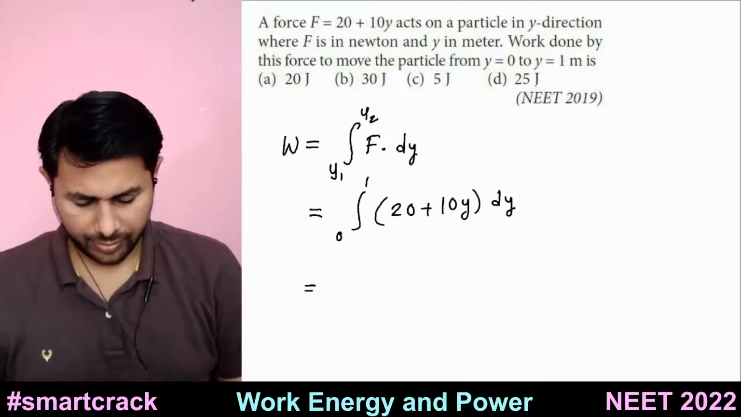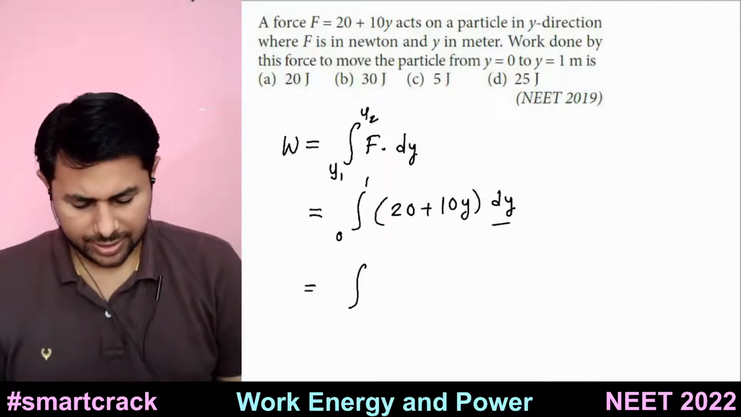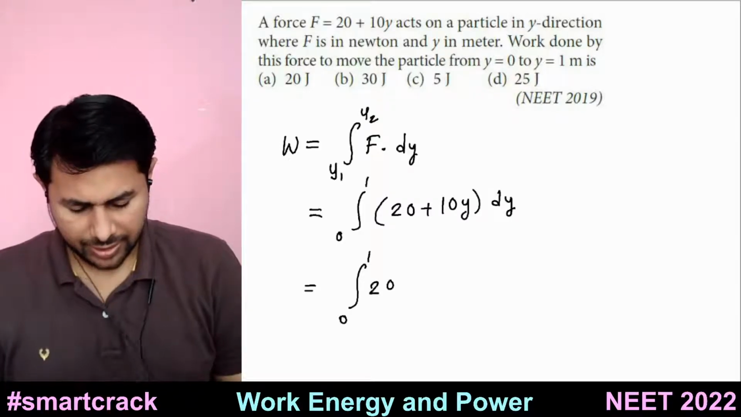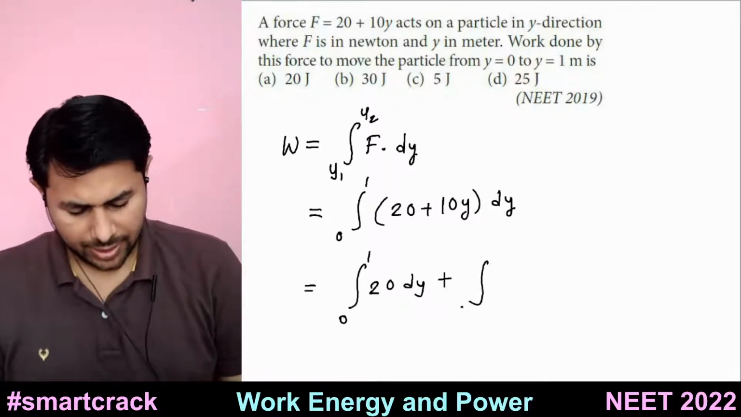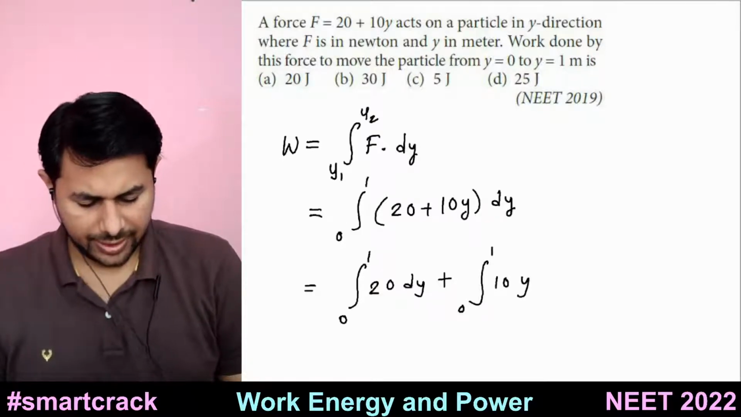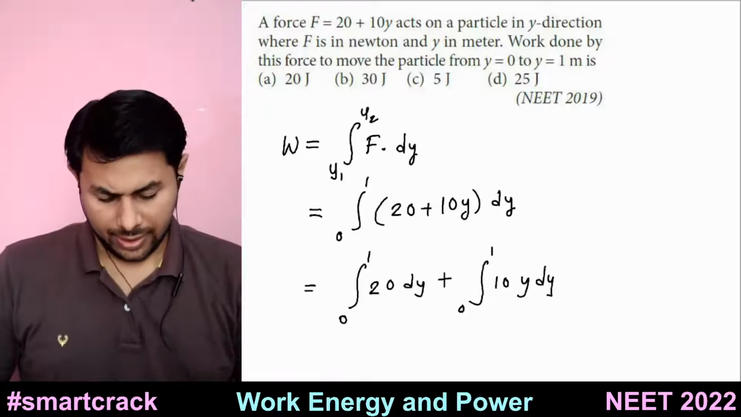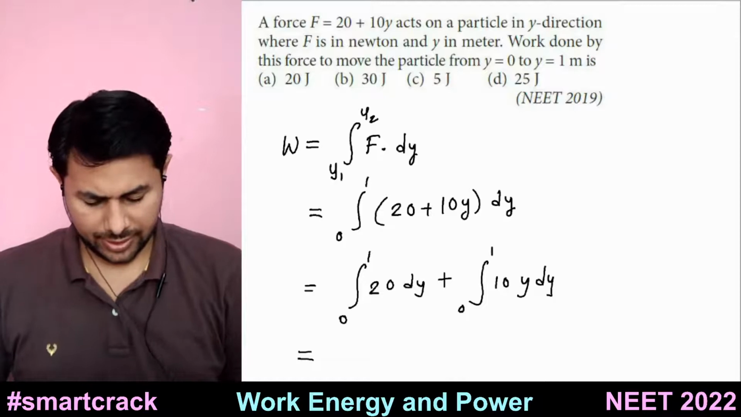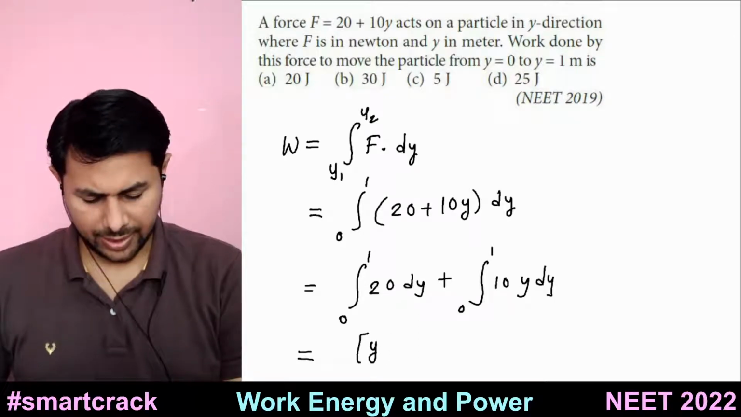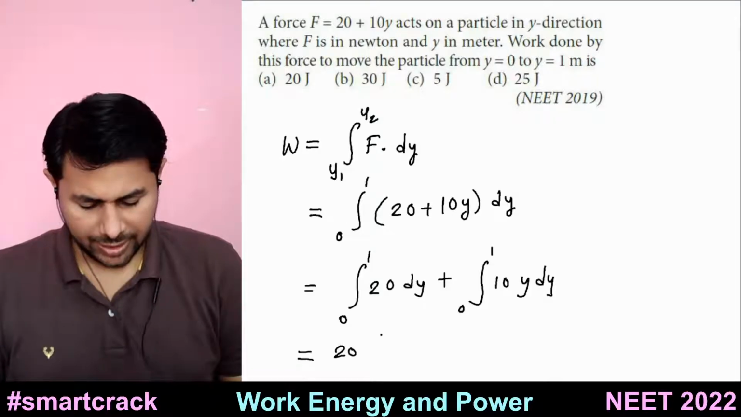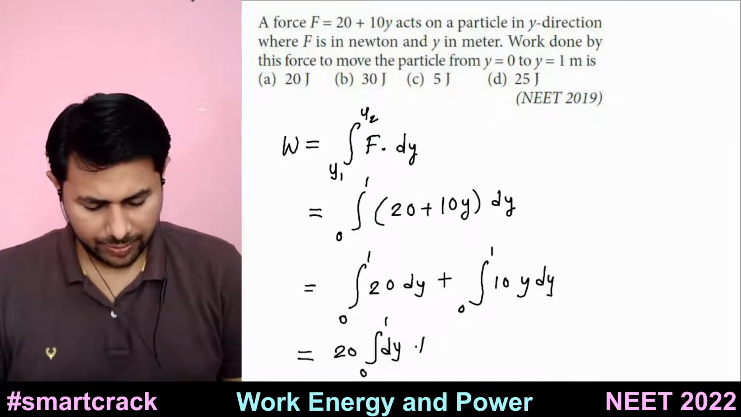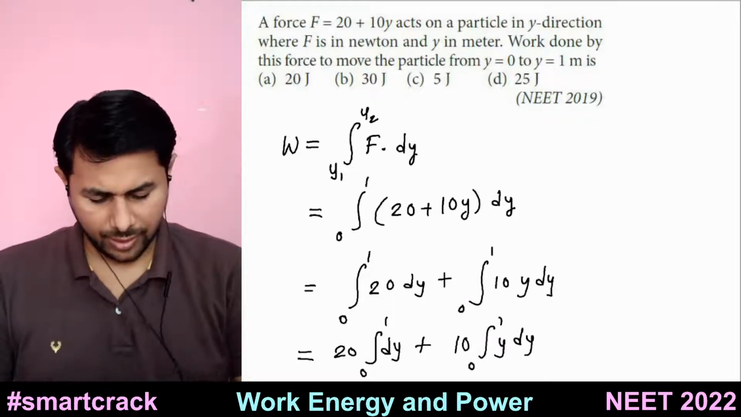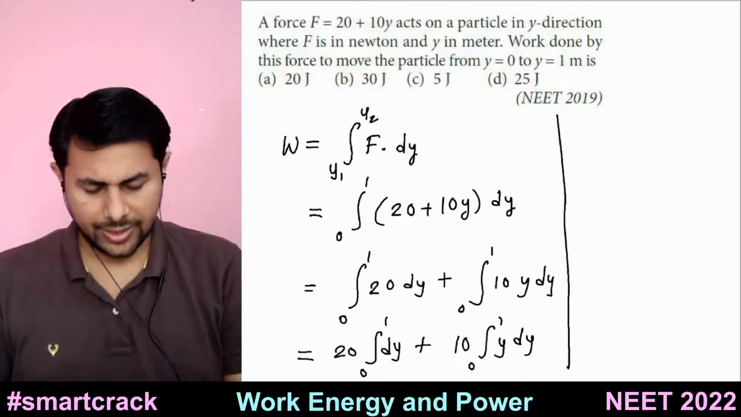dy. Then we can multiply this dy with both the terms. So it is the integral from 0 to 1 of 20 dy plus the integral from 0 to 1 of 10y dy. Then we can take 20 outside. What is the integral of dy? It is y, right? I am taking 20 outside, integral of dy from 0 to 1, plus here I am taking 10 outside, so it is the integral of y dy from 0 to 1.